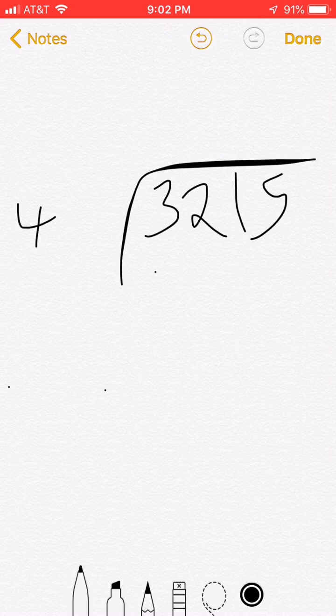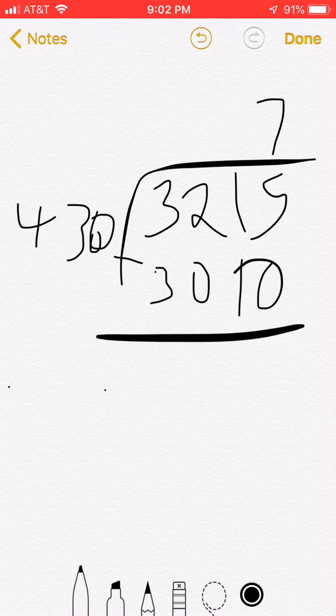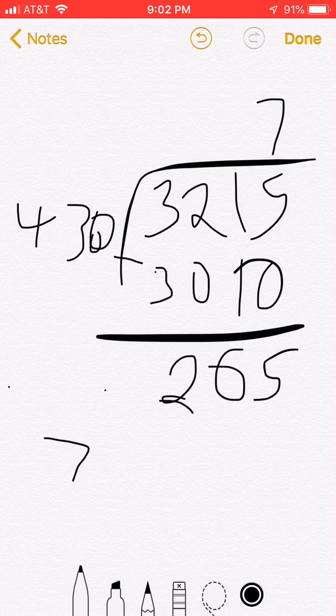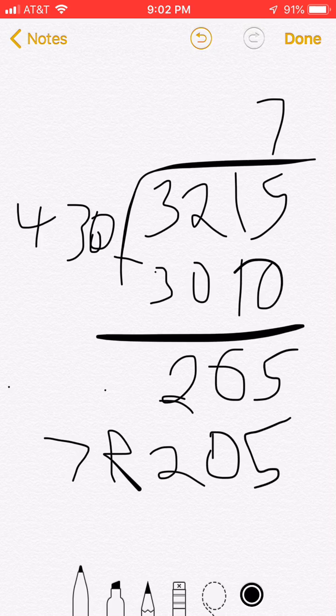3,215 divided by 430. 430 doesn't go into 3, doesn't go into 32, doesn't go into 321, but it goes into 3,215 7 times. So we do 430 times 7. Just need my calculator for that part. To do minus 3,010, 205. So our answer is 7 remainder 205.